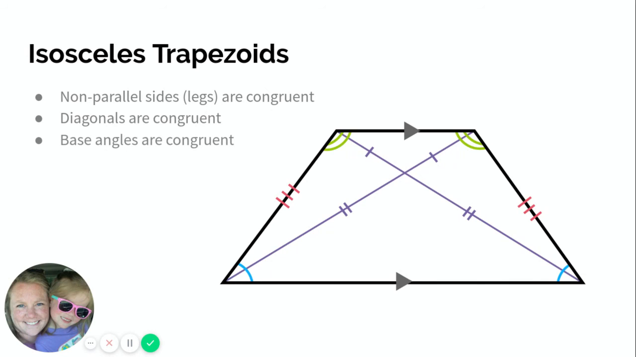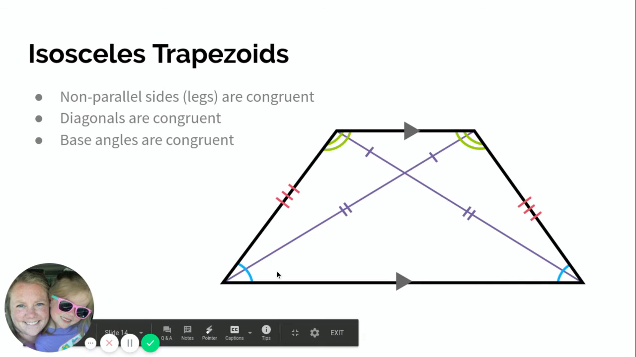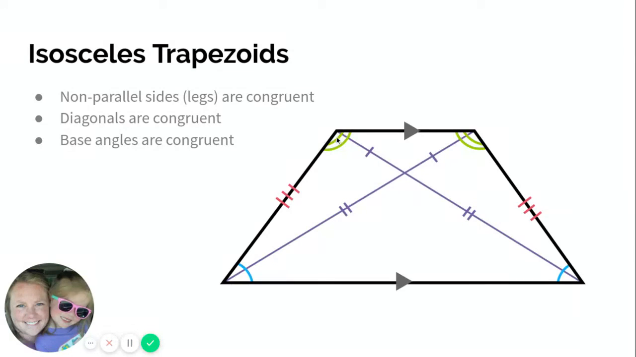The base angles are congruent. Base angles are the ones that are actually on the base of the trapezoids. So remember, trapezoid has two bases. So here's one. Here's an angle here with a blue, and this angle. Those will always be congruent. Same thing goes for the bases up here. Those will always be congruent.